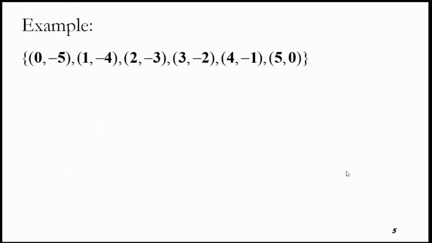Let, for example, (0, -5), (1, -4), (2, -3), (3, -2), (4, -1), (5, 0). So this is a relation in which you look at the x coordinates. This is also a relation, but is it a function? Look at the x coordinates: 0, 1, 2, 3, 4, 5. Different x coordinates are there, hence it is a function.